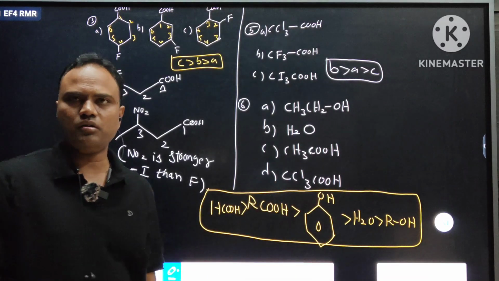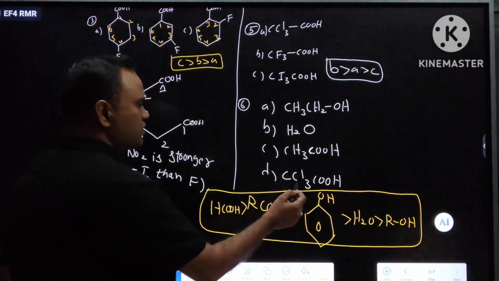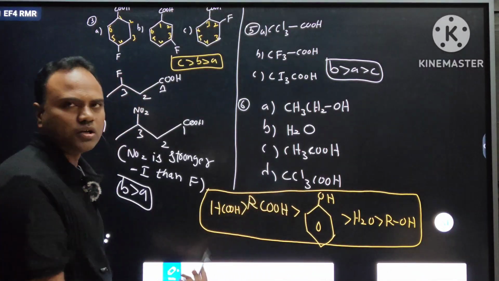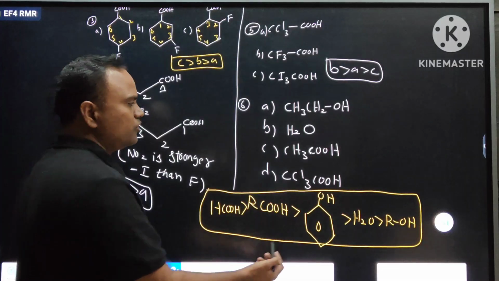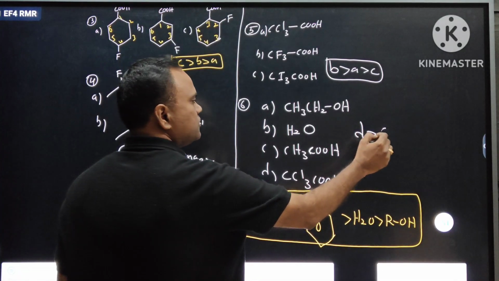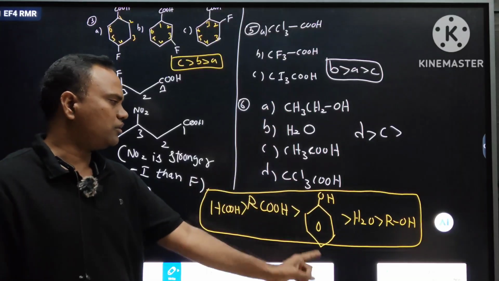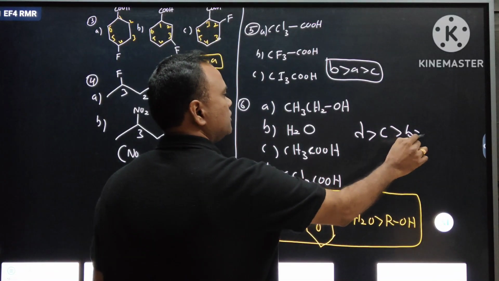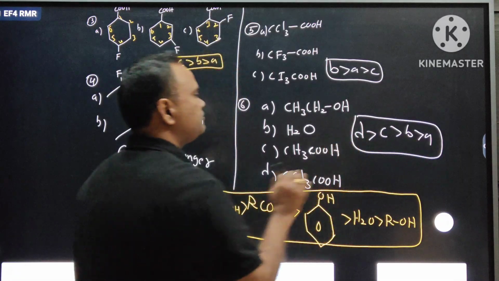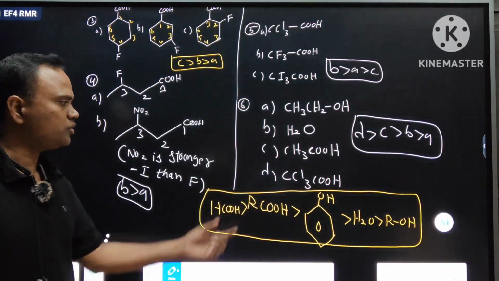Based on this order, the overall acidic nature order, which is more acidic? First, C and D are carboxylic acids, but in D a minus I group is present, chlorine. So D greater than C. DC is over. Next, water and alcohol. Water is more acidic. So B greater than E. Comparison of acidic nature of different functional groups. This is also an important question.